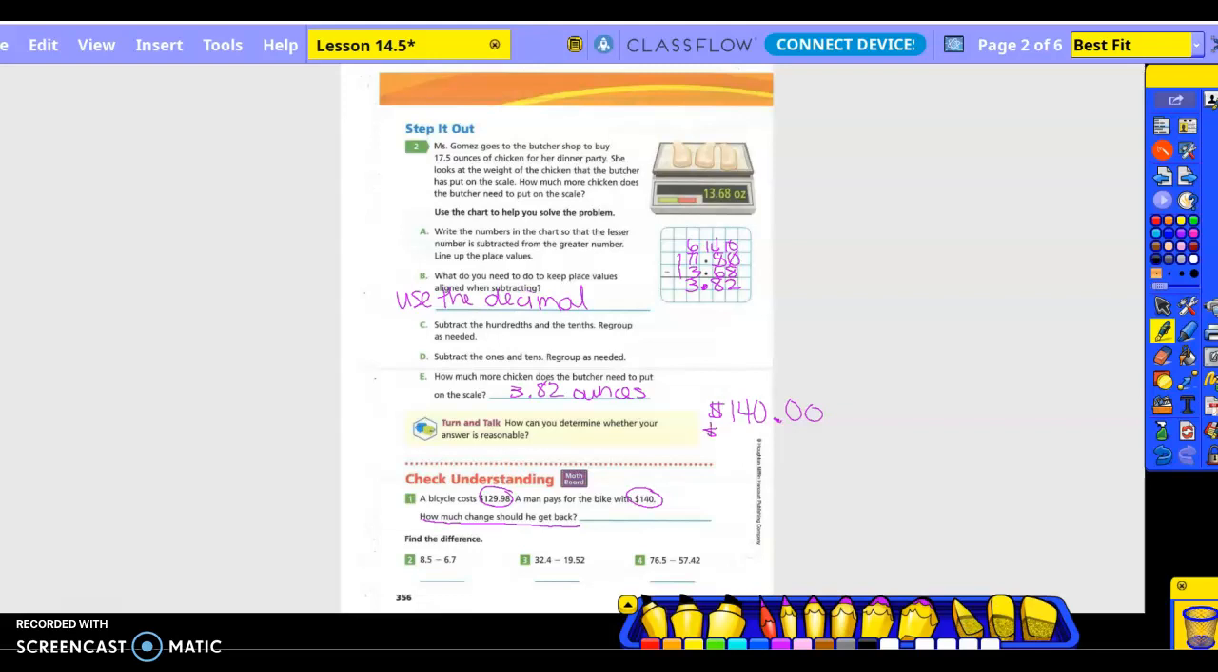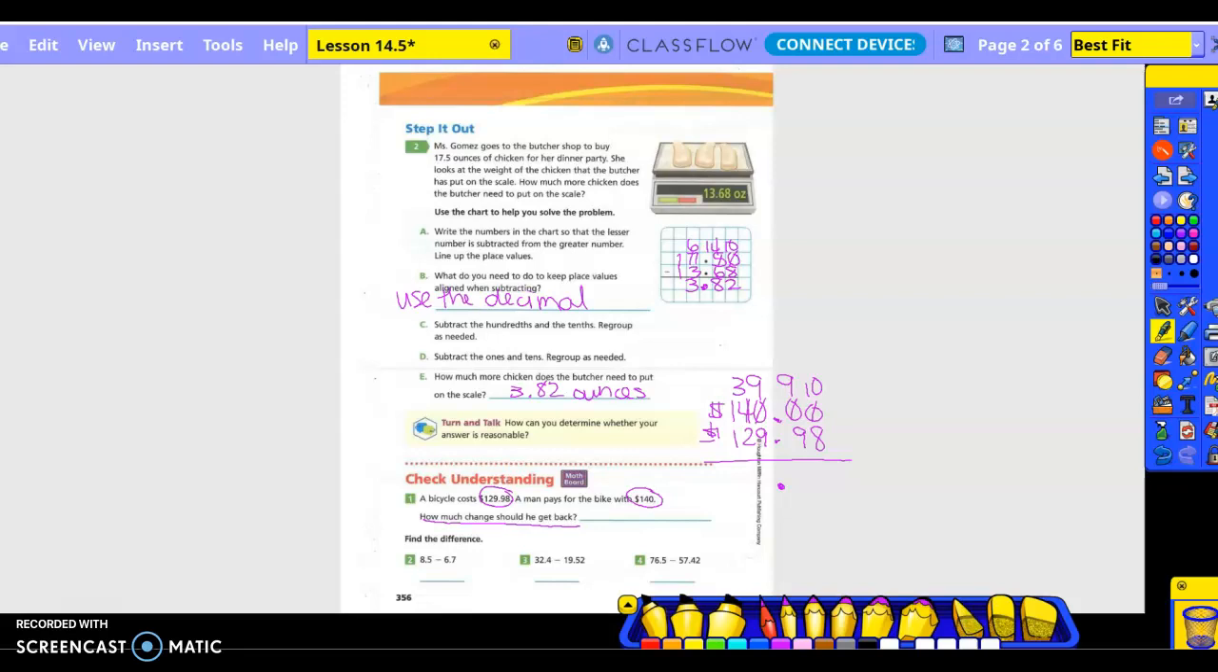Okay, so then minus $129.98. And I use my decimal to keep everything in line, right? Okay, bring down the decimal. So this 0 becomes a 10, and this 0 becomes a 9. Now would I have been able to take that 9 from that 0? No, so I would have had to come over here, and this would have become a 9, and this 4 becomes a 3. Now I'm kind of done with my regrouping, right?